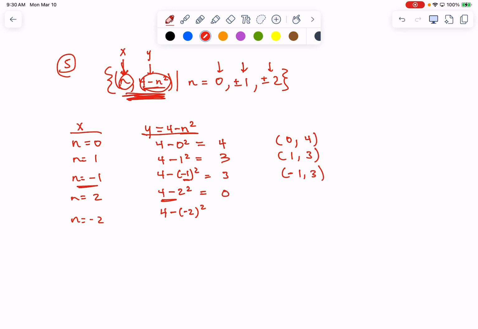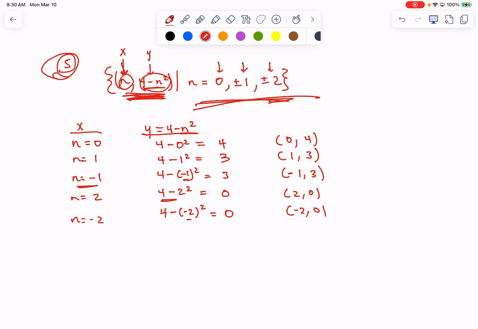You better pay attention and make sure you know how to do this. What's the next one going to be? Negative 2 squared is also 4, so that'll also be 0. So you're going to have 2, 0, and negative 2, 0. So what they asked you to plot here was 5 distinct points.